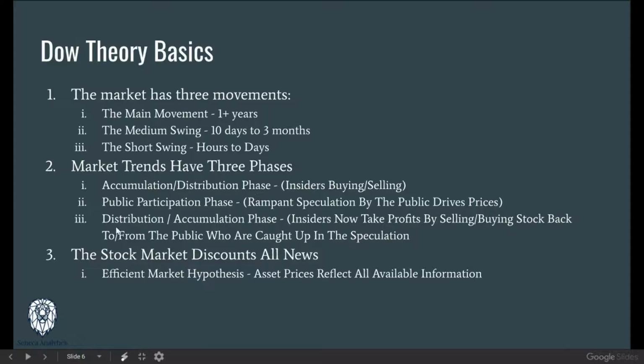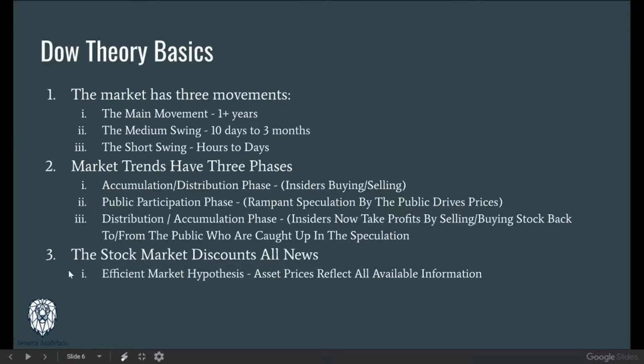Then the third phase, which is the distribution or accumulation phase, is basically the opposite of the first phase. Insiders start to take profits on their trades and they buy back or sell to the public who are caught up in this big speculation. When they see prices driving wildly, they want to get in. And as most rookie traders do, they get in at the top as the insiders are selling out of their position and taking their profits.